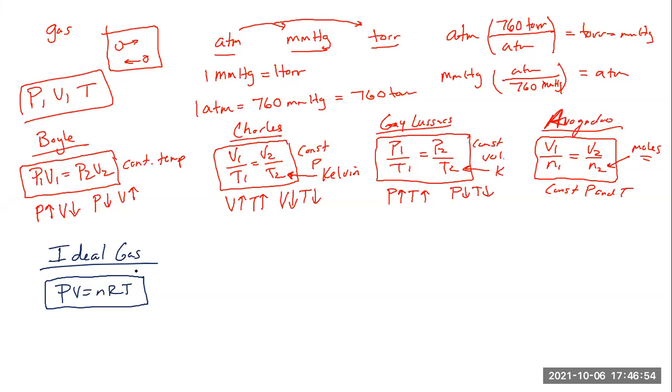So when you use the ideal gas law, the pressure absolutely has to be in units of atmospheres. So if you're going to use the ideal gas law and you're in some other unit, you probably need to use this conversion up here to convert it to the proper units. Volume has to be in liters. N, which is moles, has to be in moles. And T, like every other gas law, needs to be in Kelvin.